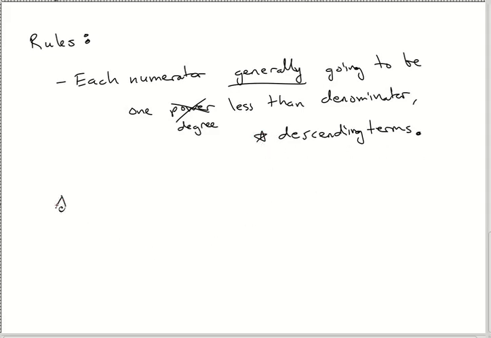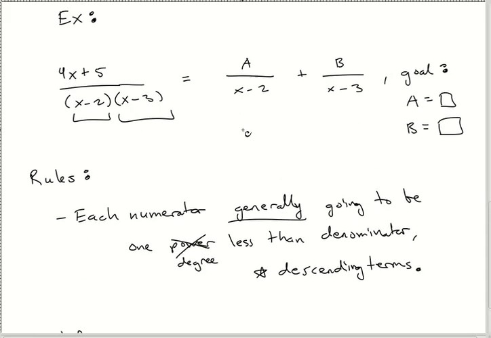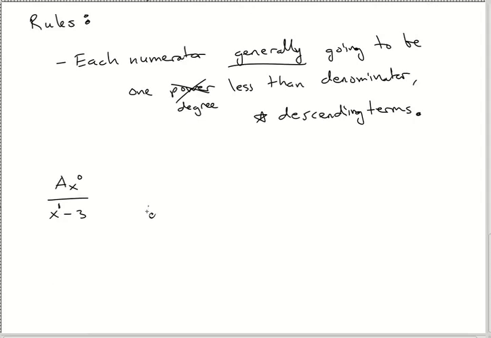Let's do an example. Let's say I had x minus 3. All I need is an A in the top. The reason why? This is a 1 power. This is a 0 power. And that's what we were seeing up right here. See, that's a 1 power. That's a 0 power. It's 1 less. Okay, well, that was easy.